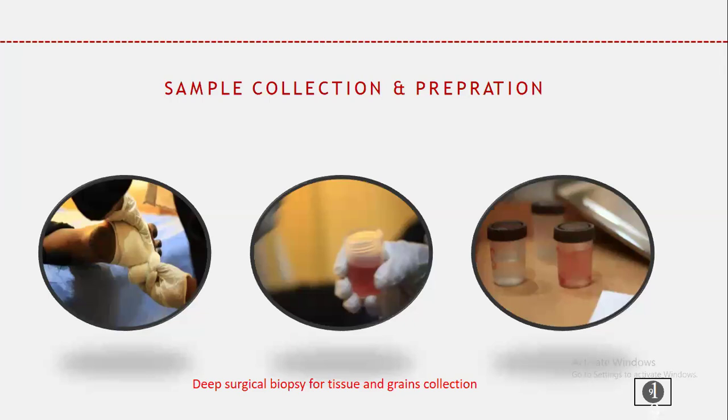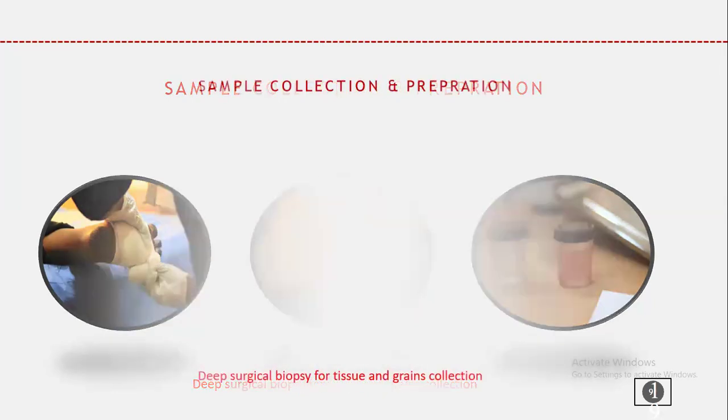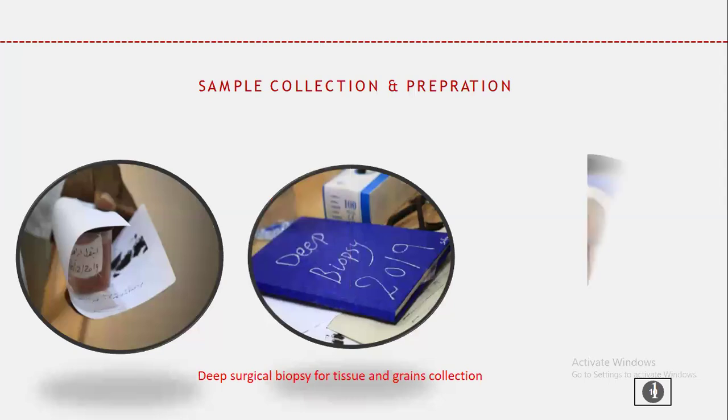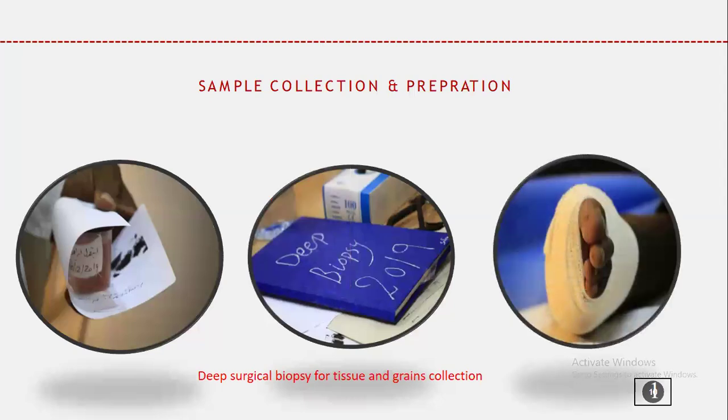This picture shows that the grain is placed in a sterile container labeled S, while the tissue is placed in a container labeled F, in which S is for normal saline and F is for formalin, for tissue for histopathological diagnosis. After documentation and surgical biopsy, the sample is referred to the microbiology lab for culture.